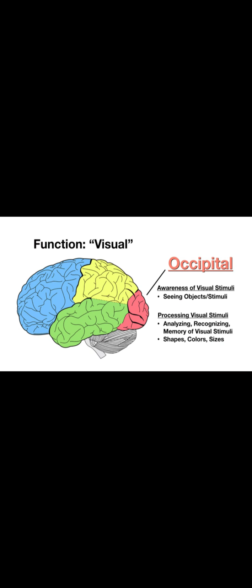This part of the brain controls your vision for the most part, processing your visual stimuli, analyzing, recognizing, memory of visual stimuli in association with shapes, colors, and sizes. So trying to remember what a person looks like, or trying to remember the color of the sticky note you put on your desk a few minutes ago.